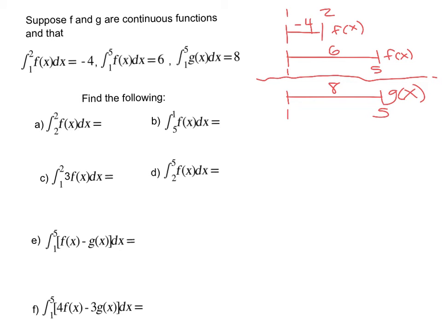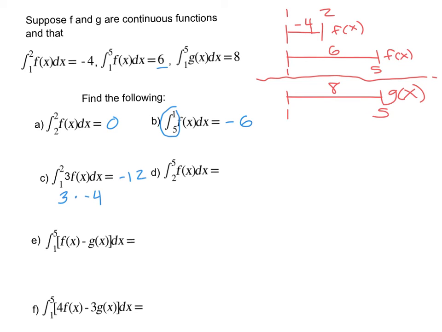So the area from 2 to 2, the area under the curve where there's no change, is just 0. Okay, so this is 5 to 1, so it's reversed. Instead of 1 to 5, it's 5 to 1. So what's the answer there? -6. You just negate your answer. So this is your 3 times 1 to 2. 1 to 2 is -4. So 3 times -4 is -12.